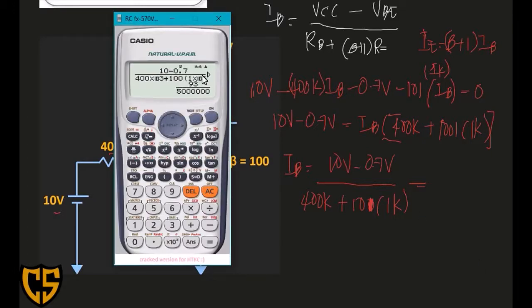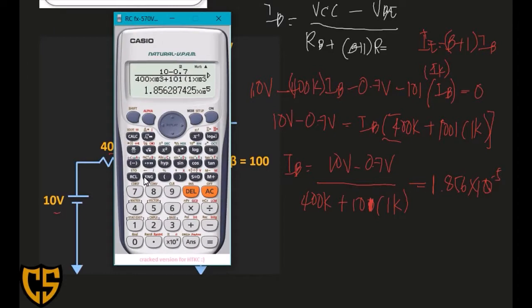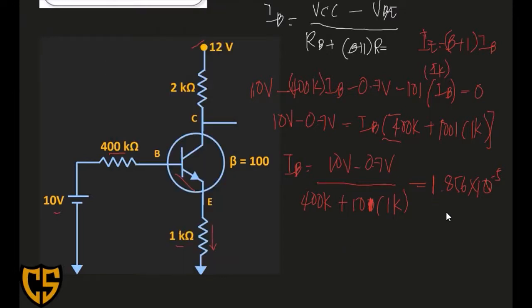So aton answer will also be dependent sa value nga 101. So we will have the answer 1.856 times 10 raised to negative 5. Or if we are going to transform this into engineering notation, this will be 18.56 microampere. This is equal to 18.56 microampere.